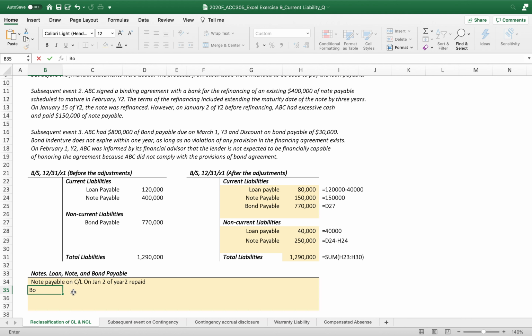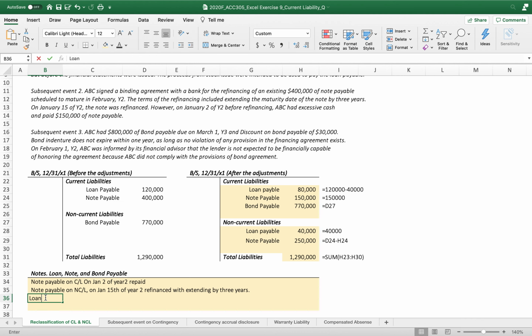Then the bond payable. What about the bond payable? Another note: the remaining note payable in non-current liability should be disclosed: on January 15th of year 2, it was refinanced with an extension of 3 years, so that investors can recognize that the rest of this note payable, $250,000, is in non-current liability.